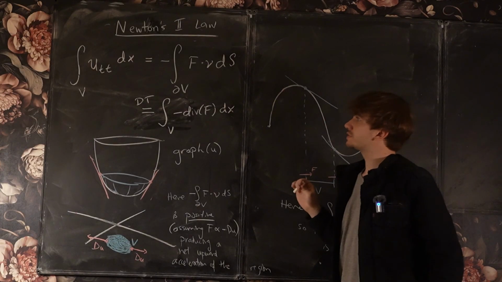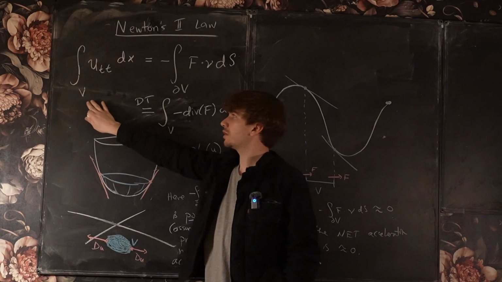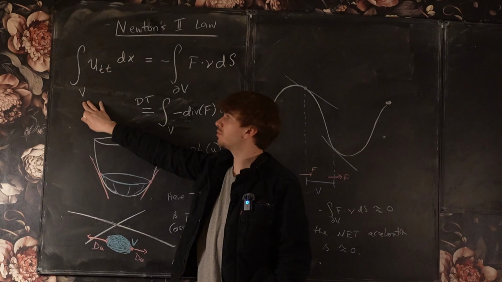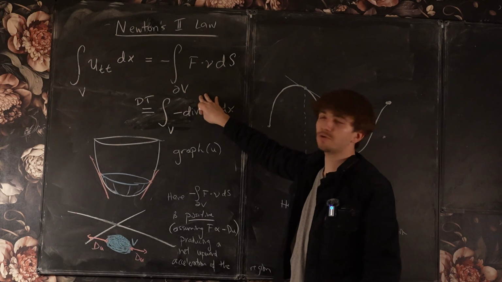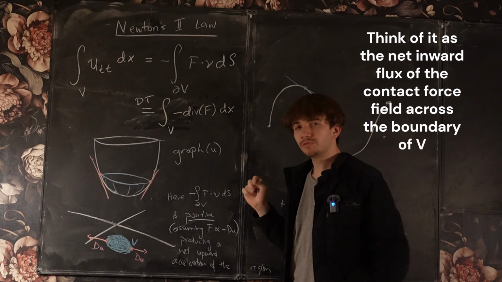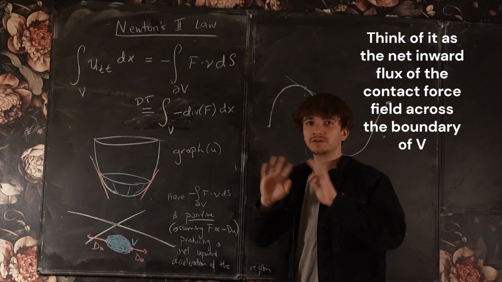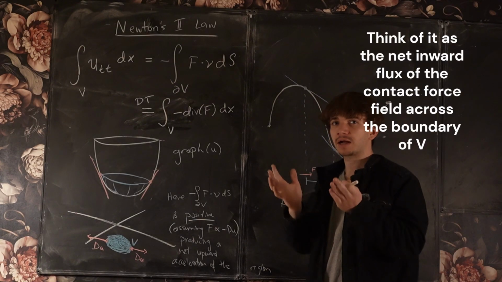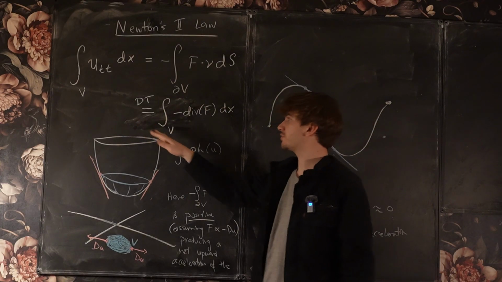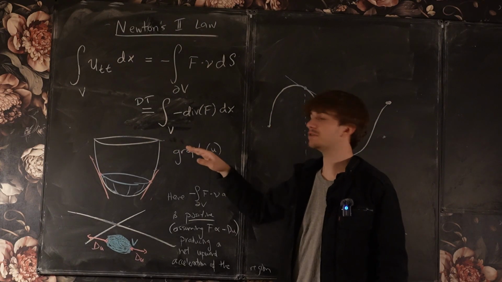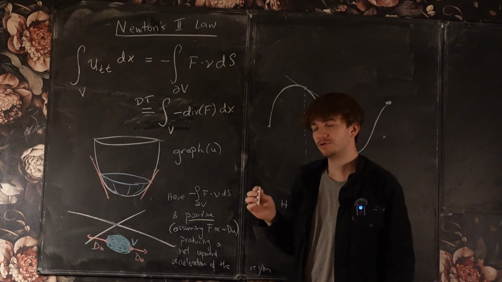Okay, so applying Newton's second law, we can set the net acceleration of the body in the region V equal to the net contact force, basically the elastic force, or the sum of all the internal forces of the body acting on the boundary of the set V, okay? And then we can apply the divergence theorem to identify this as the integral over the region V of the negative divergence of our force field F, okay?